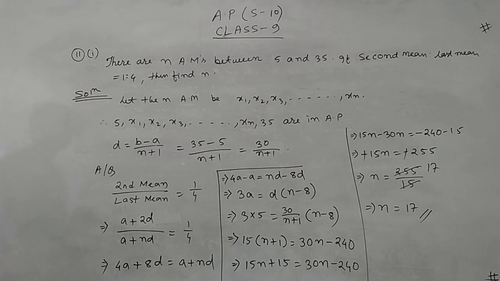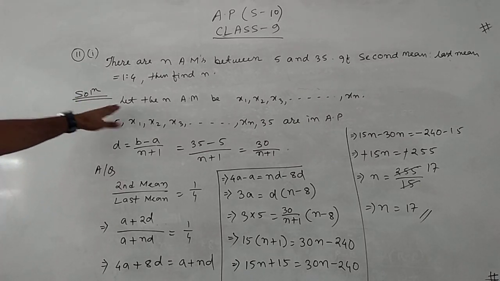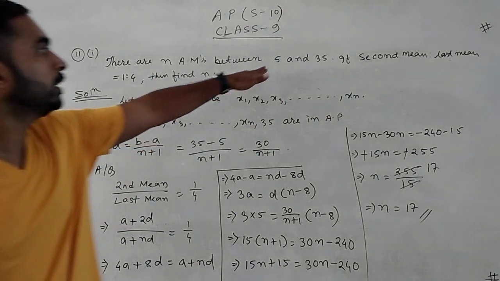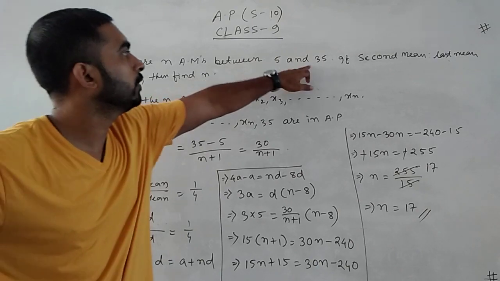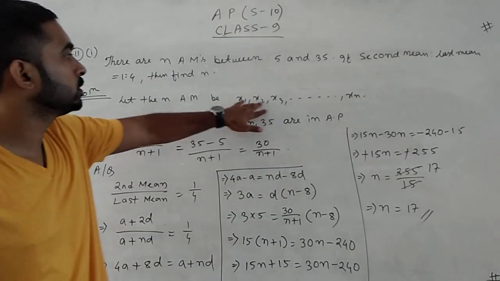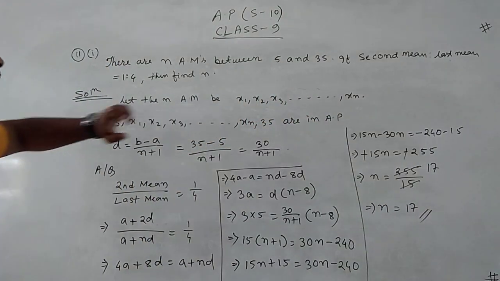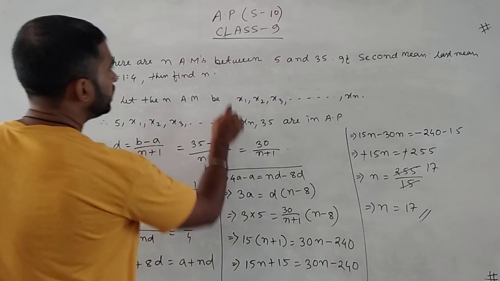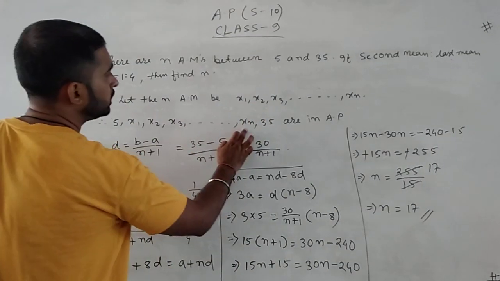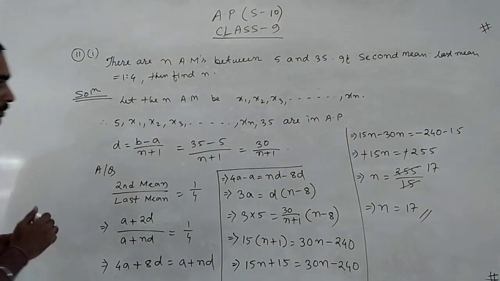There are n arithmetic means between 5 and 35. If the second mean is to the last mean as 1 to 4, find n. So first, let the n arithmetic means which are between 5 and 35 be x1, x2 up to xn. All these numbers lie between 5 and 35, so 5 and 35 are in AP.